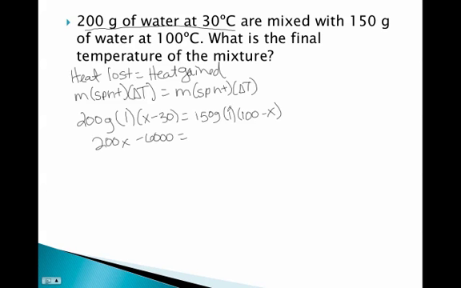Now, what would you do if this was not a 1, and we were dealing with some other type of substance, not water and water? Then I multiply these two first, and then I distribute that product here, because it just makes it a little bit easier. But in this problem, we don't need to worry about that. Then it's just simply a matter of simplifying. I'm going to combine like terms. I'm going to add 150x to both sides.